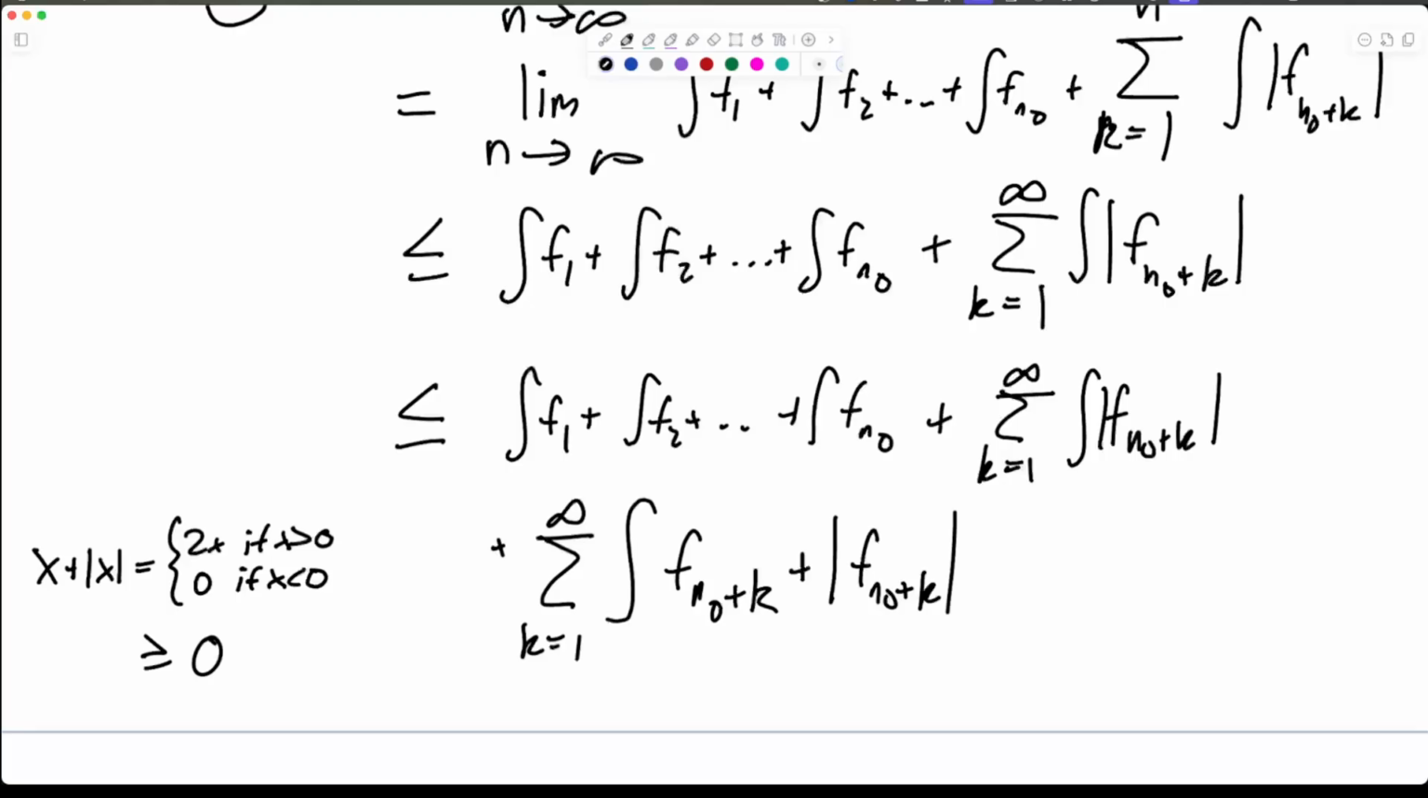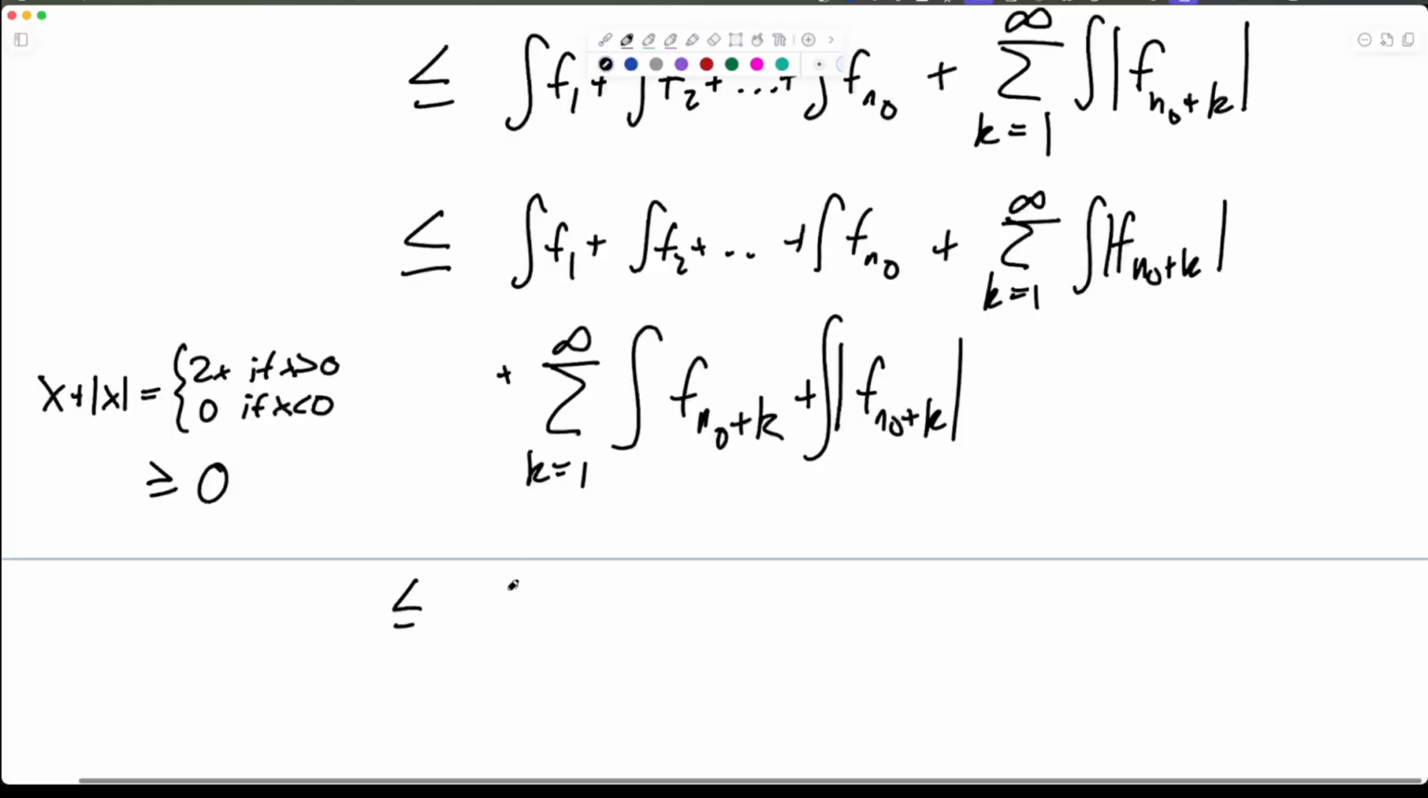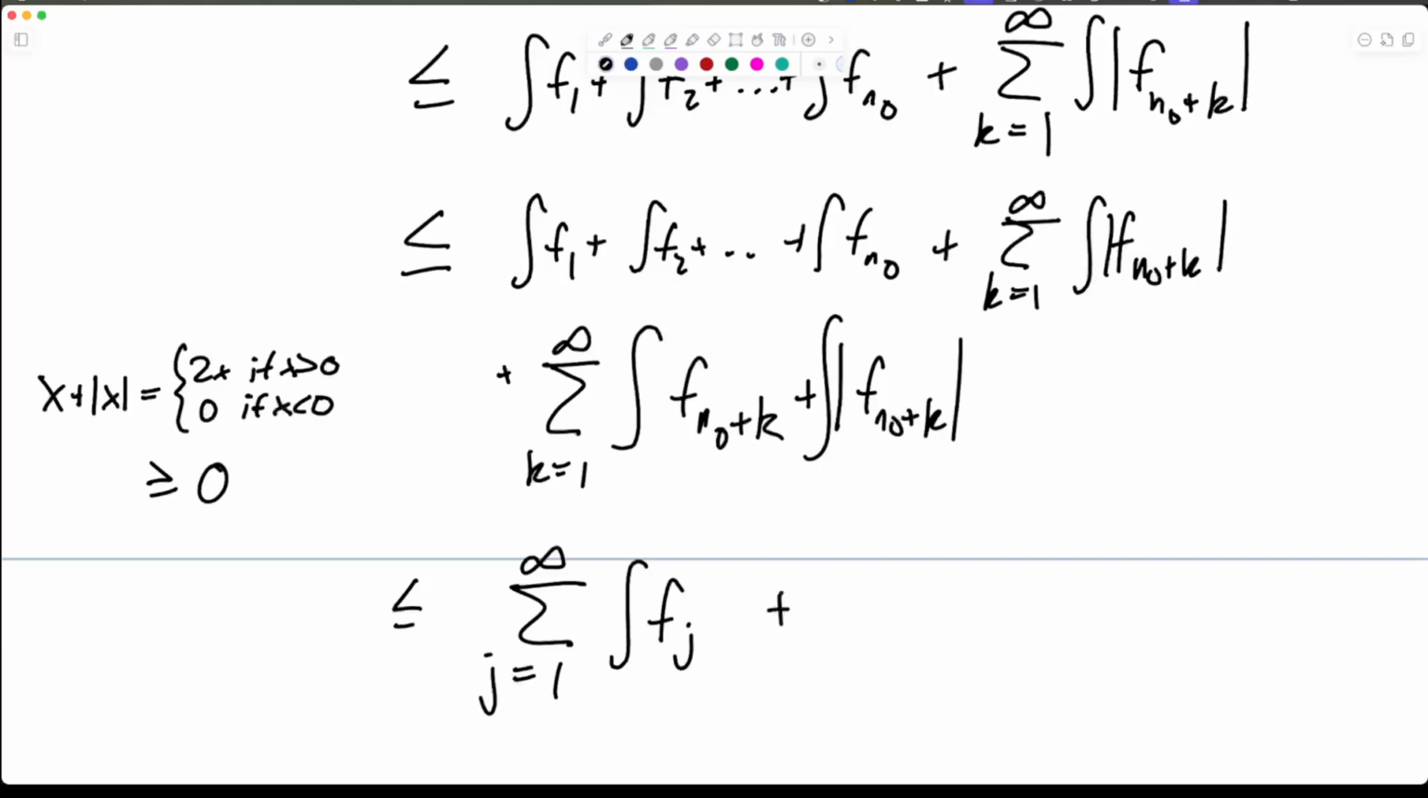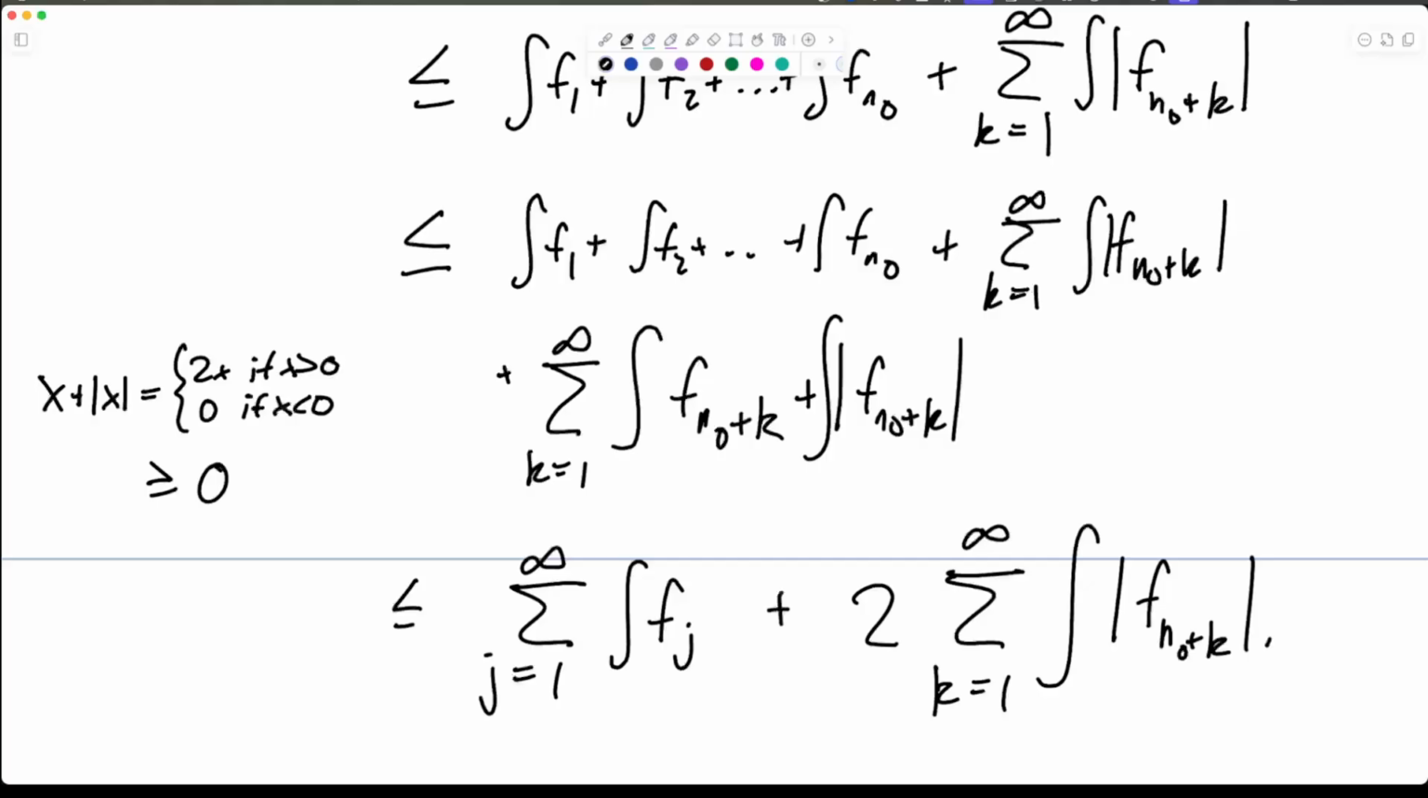This is the integral of two things. I might as well do the integral of the two things separately. Okay? And now, if I add this tail, so I have the first n naught over here, and then I have the last infinity of them over here, that's the sum of the first infinity f_n's. So this is the integral, let's call it j, so we see the difference. It really is the integral of the f_j's, right? The first n naught are written out, and then the last infinity are written here. That's the integral of the f_j's. And then what do I have left over? I got twice everything starting at n naught plus k, plus twice the sum from k equals 1 to infinity of the integral of the absolute value of f_{n naught plus k}. Okay, very nice.